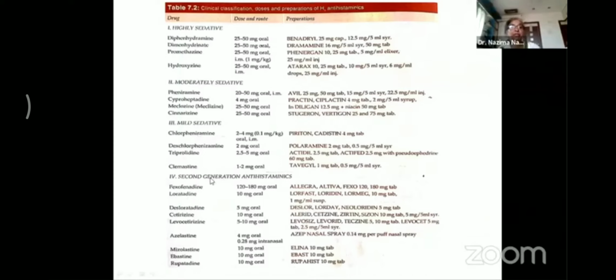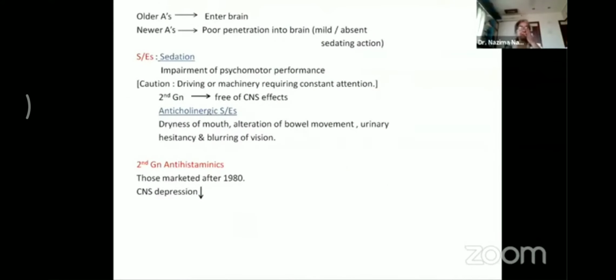Then we have the second generation or the newer generation antihistaminics, which include drugs like fexofenadine, we have loratadine, we have desloratadine, we have cetirizine, levocetirizine, we have azelastine, mizolastine, ebastine, and we have rupatadine. So all these are the drugs which are included under the conventional antihistaminic drugs.